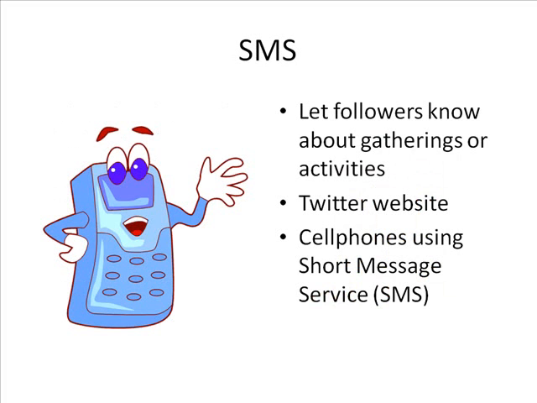All of Twitter's activities are based on SMS, which stands for Short Message Service. It's the way when you use your cell phone to send someone a text message, that's the Short Message Service. That's in large part why it has to be 140 characters or less. One of the things you can do is let your friends, your followers, know about gatherings, activities, if there's going to be a party or some sort of meeting, social activity, whatever.